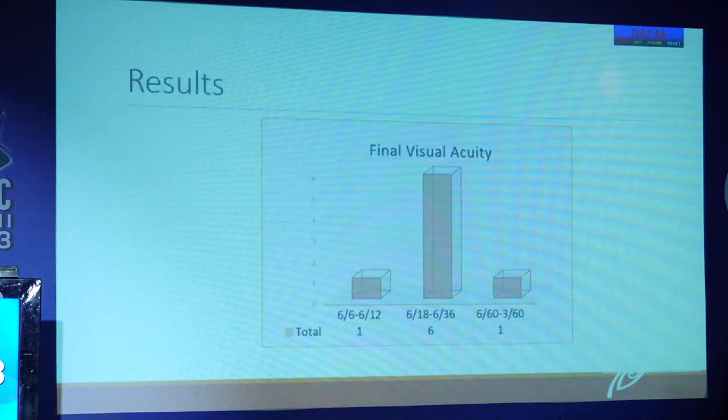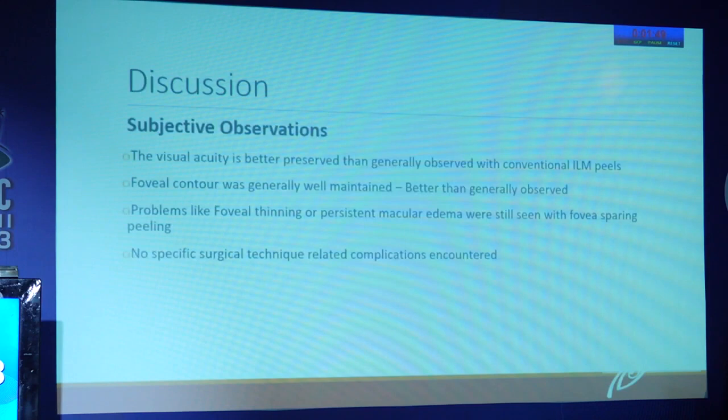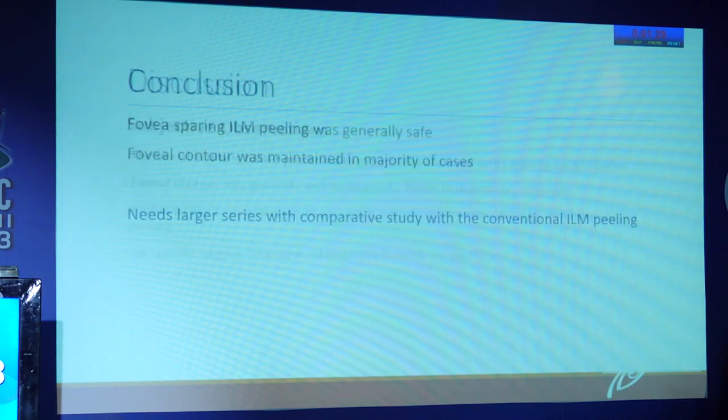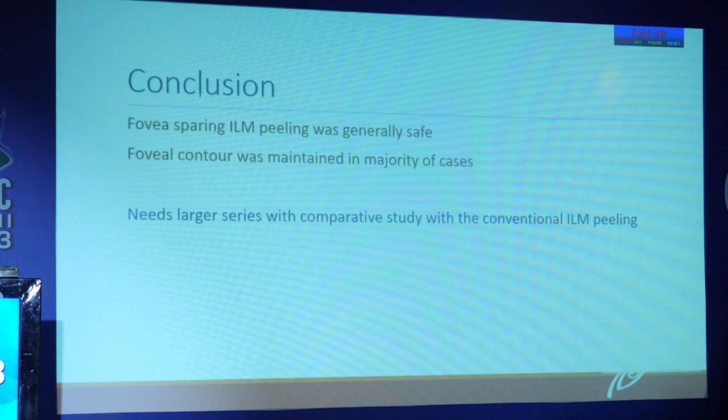Final visual acuity is presented. Majority of the cases lie between 6/18 to 6/36. Subjectively, the visual acuity is better preserved than generally observed with conventional cases. Foveal contour was generally well maintained, better than that observed with full ILM peelings. Problems with foveal thinning and persistent macular edema are still seen in fovea sparing peeling, and no specific surgical technique related complication was encountered. Thus, fovea sparing ILM peeling was generally safe as a technique. Foveal contour was maintained in many cases. We need larger series with comparative studies to actually go ahead with this.